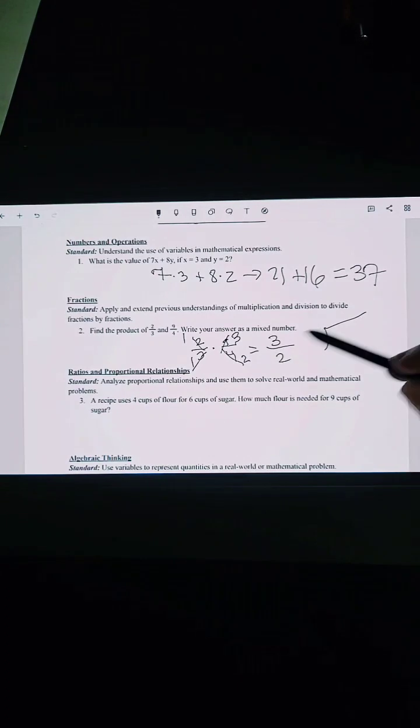So when we want to turn an improper fraction into a mixed number, the top number goes on the inside, and we're dividing by the bottom number on the outside. 2 goes into 3 one time. 1 times 2 is 2. Subtract, you get 1 as your remainder. Now the remainder is the numerator part of your mixed number, and 2, whatever you're dividing by, goes on the outside as the denominator. So it would be 1 1/2 for this one.